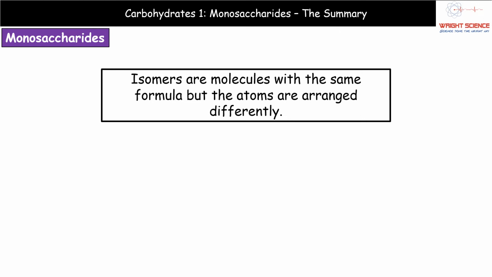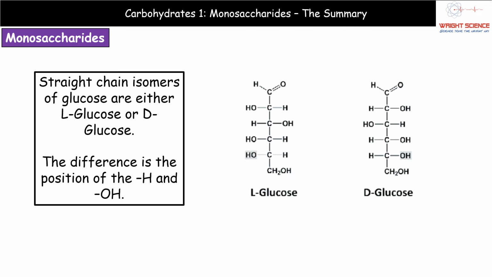When we've got a molecule that has the same formula, but the atoms are actually arranged in a slightly different configuration, then we have something we refer to as an isomer. And these isomers are going to be present whether we're talking about straight chain forms or ring forms. These two diagrams here just show you the two straight chain forms of glucose.